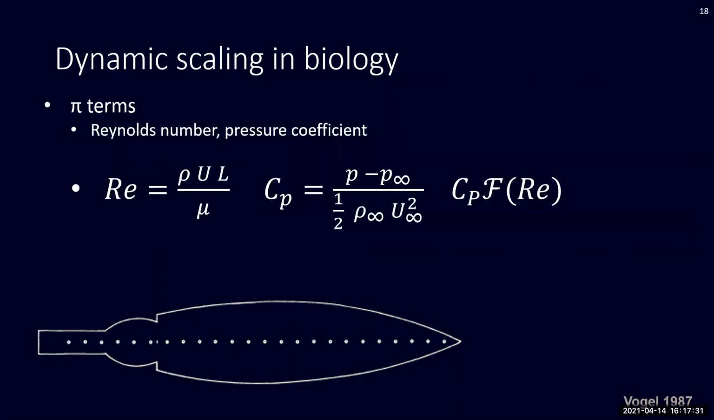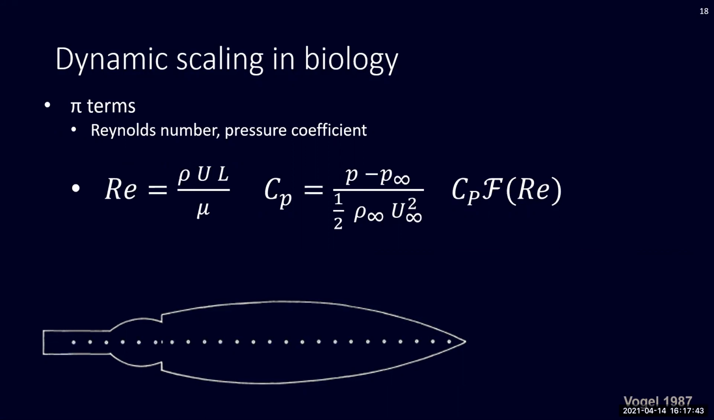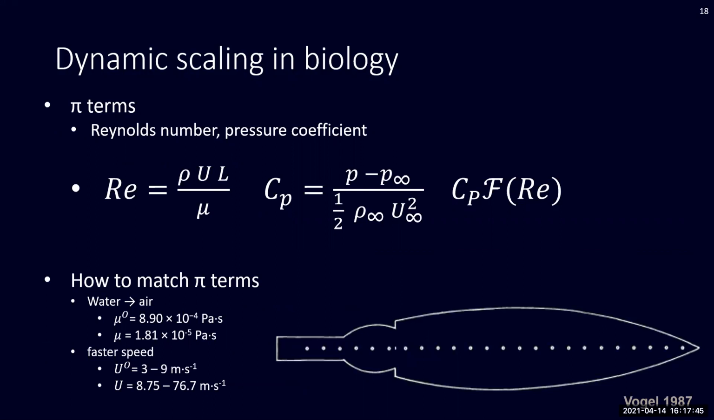And so because he's interested in fluid flows, he needs to match Reynolds number, and he's interested in pressure coefficient, so he needs to match the pressure coefficient. And those are the two dimensionless pi terms that he needs to match. And in order to do this, instead of water, he put the model in a flowing stream of air in a wind tunnel, because he had access to a wind tunnel, he didn't have access to a flume. And in order to match Reynolds number, we then needed the air to flow at a faster speed than the squid would be swimming through water.